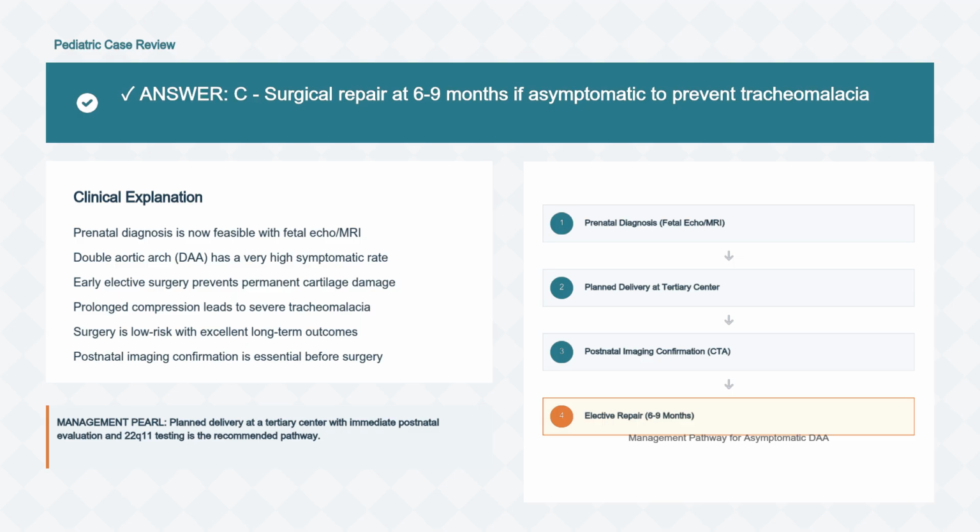Double aortic arch has a very high symptomatic rate. Early elective surgery prevents permanent cartilage damage caused by prolonged vascular compression. The surgery is low risk and ensures excellent long-term airway growth.